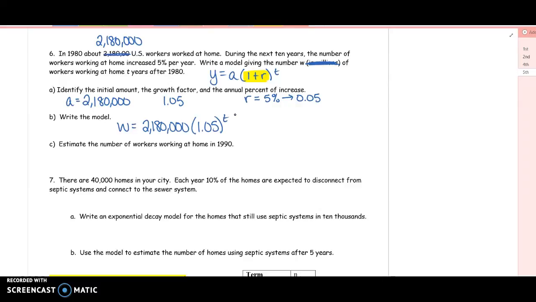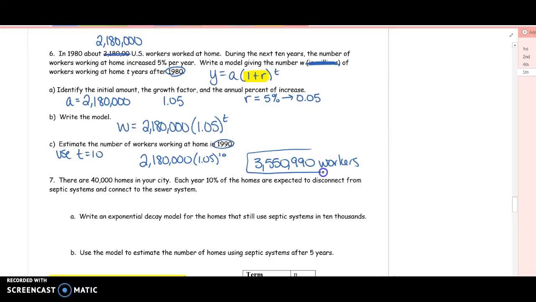Estimate the number of workers working at home in 1990. How many years after 1980 is 1990? So we are going to use T equals 10 and plug it into the formula. So in your equation, 2,180,000 times 1.05 raised to the 10th. Plug that in your calculator, see what you get. If you plug this into your calculator correctly, you should get 3,550,990 workers.